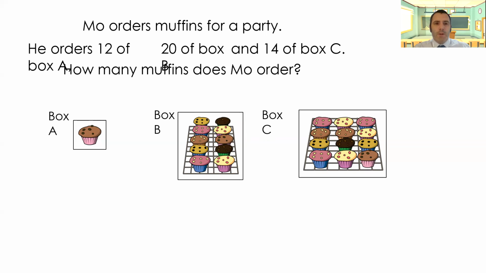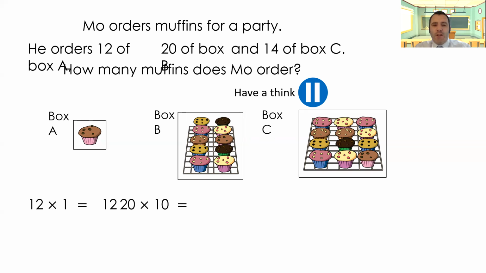Box A has got 1 muffin in it. Actually, change of plan. Have a look at it. See if you can work it through. How did you get on? So box A has got 12 muffins. 12 times 1, going to make 12. Box B, he's ordered 20 of those. There's 10 muffins in each of those. So 20 times 10 gives me 200.